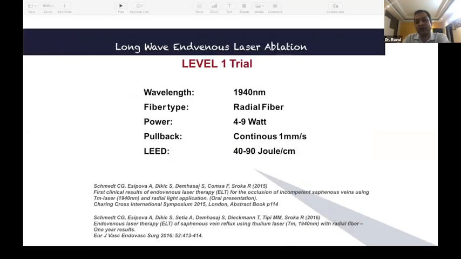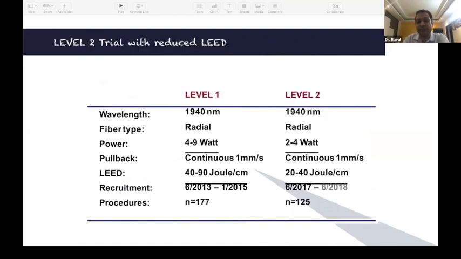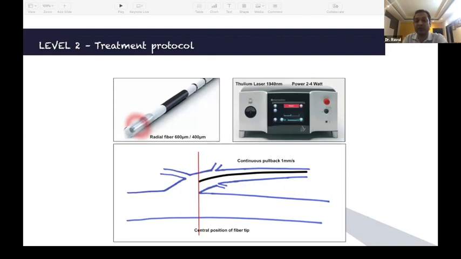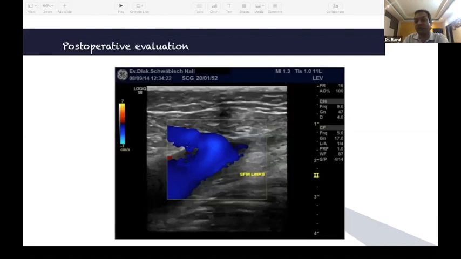So he did two trials. One was he used the 1940 radial fiber with a higher energy, 4 to 9 watts, with a continuous pullback, and the LEEDs of 40 to 90 joules per centimeter. It was compared to the other trial where he used a lesser energy, 2 to 4 watts, and 20 to 40 joules per centimeter as LEEDs, and around 150 patients were there in both the groups. So this was the setup, radial fiber, 600 micrometers.